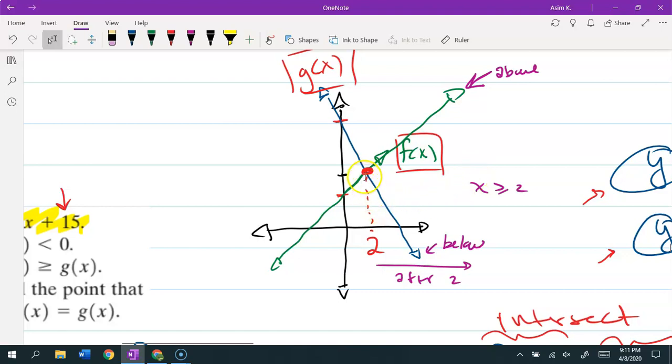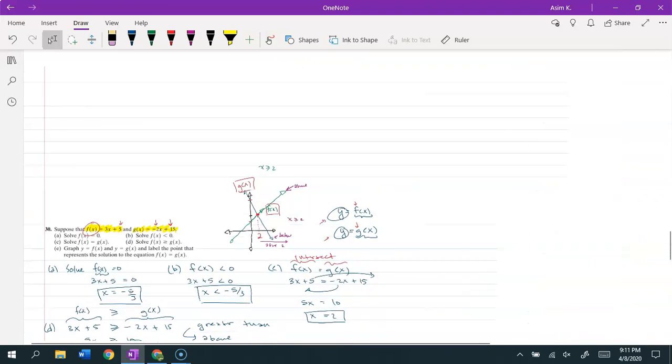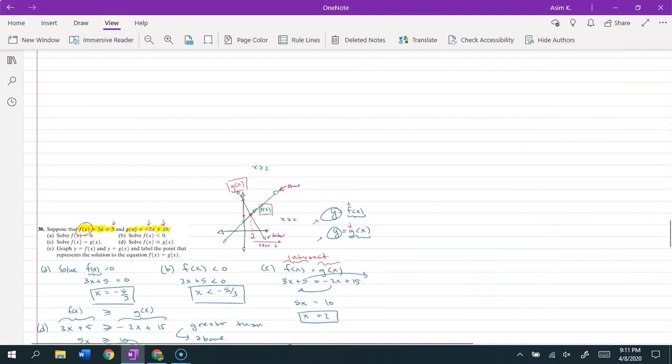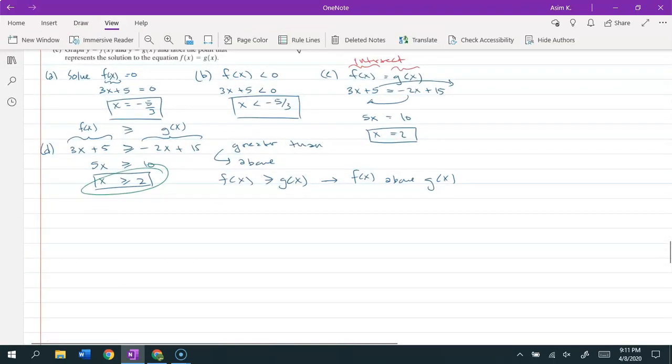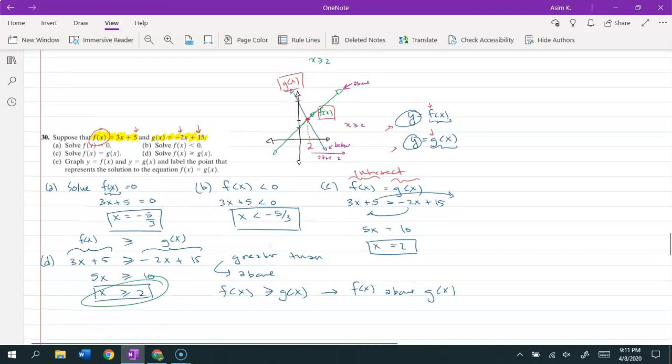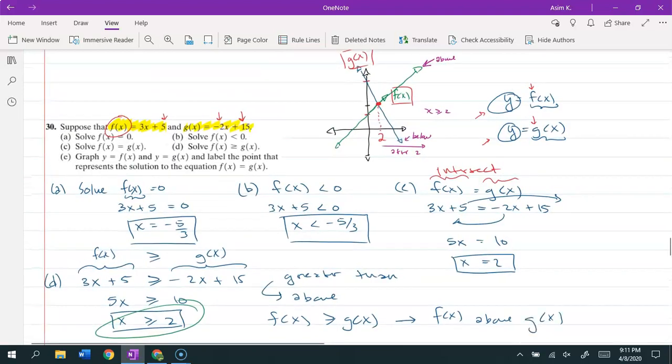And as soon as we talk about the other side, well, what happens now? Notice that g of x is above and f of x is below. So that's the whole point of that question that we just solved. The understanding is far more important. It's far, far more important than anything in a problem like that over there.